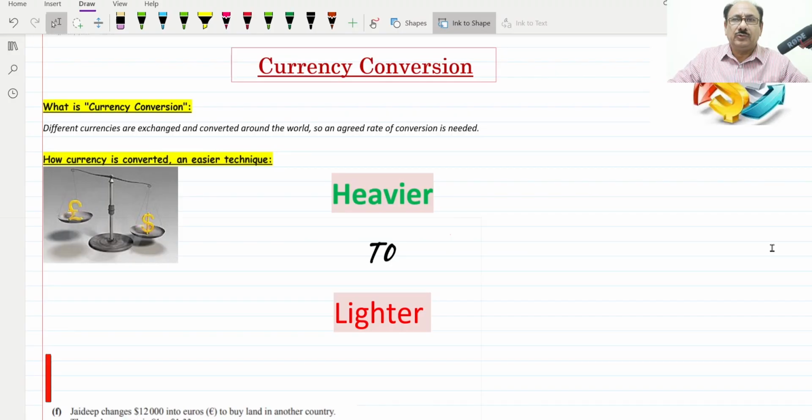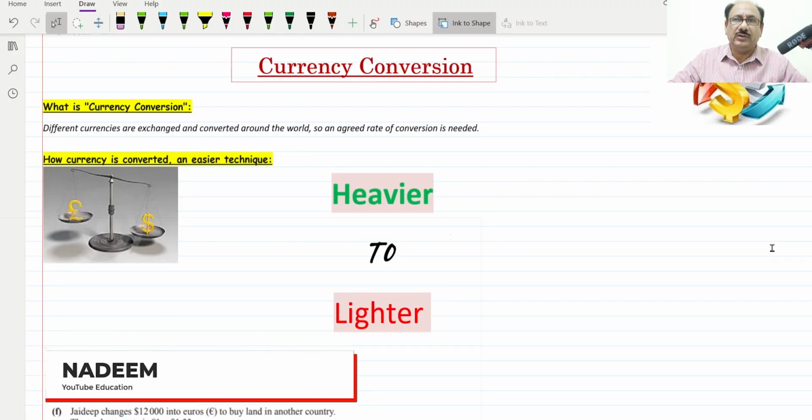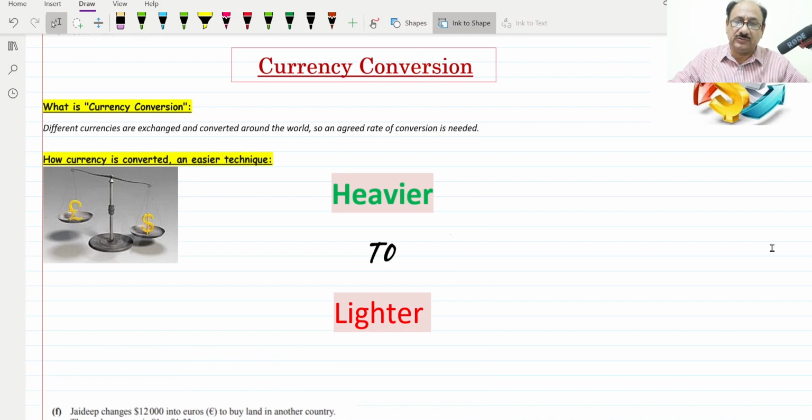Hello everyone. Today we'll be going through a very important and very interesting video which is about currency conversion. And in daily life also we are facing these types of situations when we have to convert our currency into other currencies. And this is an exam portion also, so it is included in most of the syllabuses.